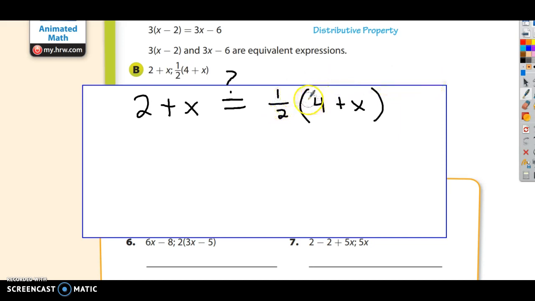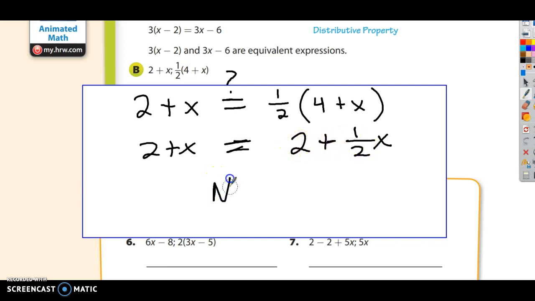What's 1/2 times 4? Well, 1/2 of 4 is 2. And then what's 1/2 of x? Well, 1/2 of x is actually just 1/2 x. And then I bring my sign down, I get 2 plus 1/2 x. Is 2 plus 1/2 x equal to 2 plus x? They're not exactly the same. 2 plus x is not exactly the same as 2 plus 1/2 of x. So the answer is not equivalent. That's all we're doing, is we're using properties to determine whether or not they are equivalent.